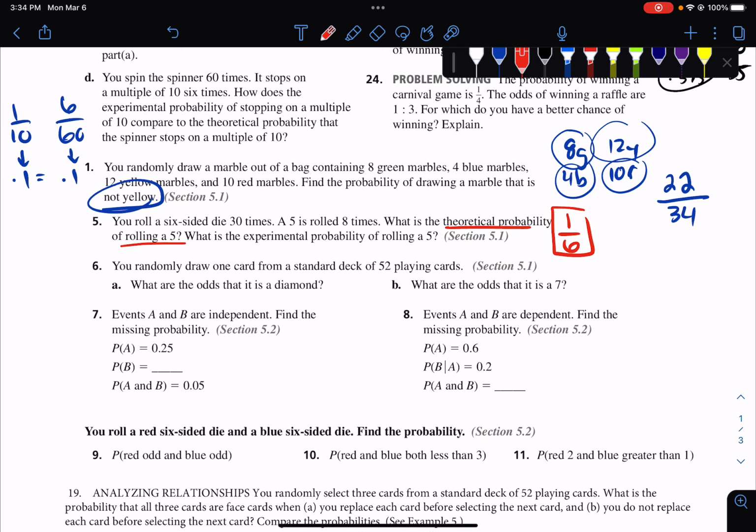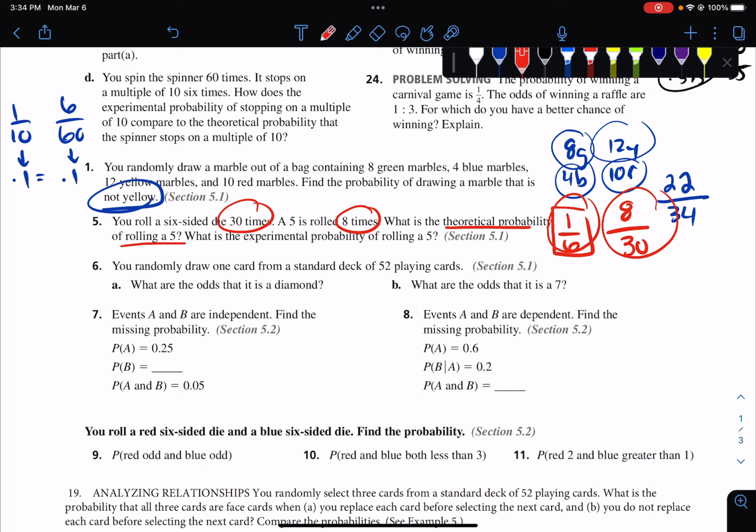My experimental probability is the results of the experiment. And I did the experiment 30 times. So that goes on the bottom. And I got a 5 8 times. So that goes on the top. So my experimental probability is 8 out of 30. My theoretical is 1 out of 6. Simple problem. Don't make it harder than it is.